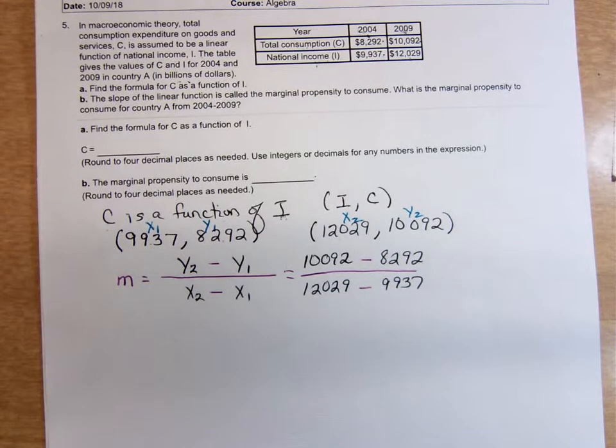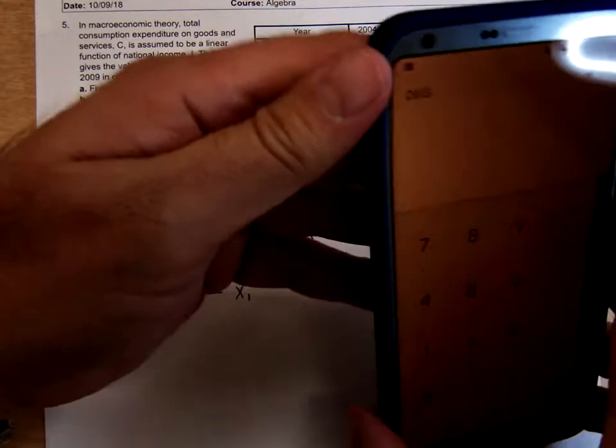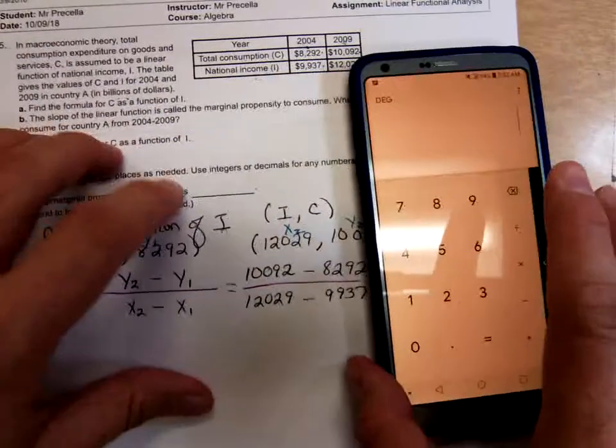And just get a calculator. I'll just use the phone calculator, it shows up better on the screen. So let's see.